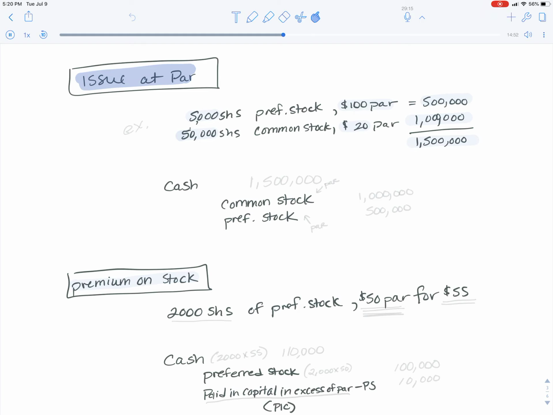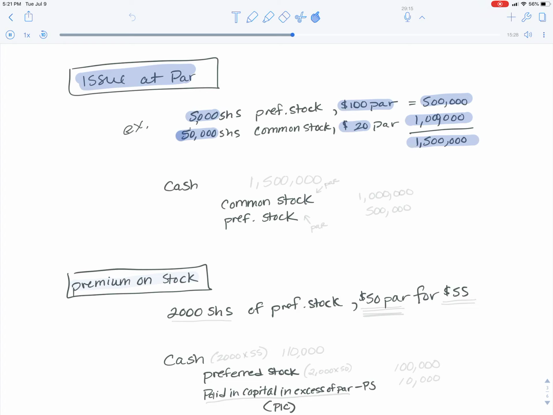So this first example, we have issued some stock. We issued 5,000 shares of preferred stock and 50,000 shares of common stock. So the first thing that you want to do, if it's issued at par, is we want to know how much cash is that. Well, 5,000 times $100 par is 500,000. 50,000 shares of common stock times $20 par is $1 million. So we got $1.5 million in cash.